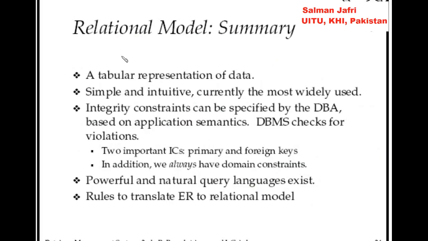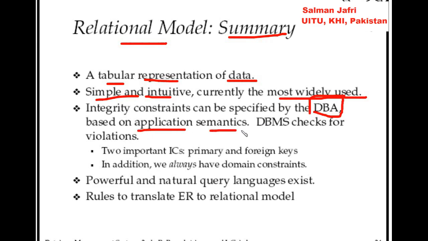So finally, some summary of the relational model. Basically, the relational model represents a tabular representation of data. It is simple and intuitive, and it is currently the most widely used. Integrity constraints can be specified by the DBA based on application semantics, or in other words, the real world situation for which the DBMS is being developed. So we have two important integrity constraints, primary and foreign keys. And in addition, we always have domain constraints that have been discussed before.